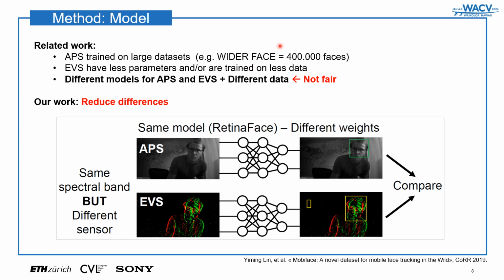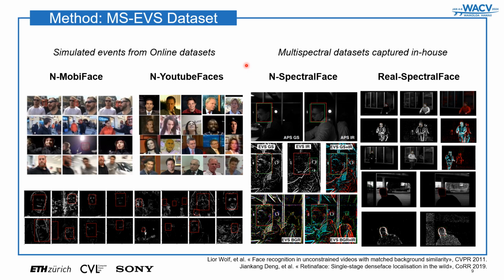In our work, we used RetinaFace, a state-of-the-art face detection neural network. For us, it was important that we use the same model and number of parameters to thoroughly compare APS and EVS performance on the different multispectral data. Actually, we tried to reduce as much as possible the differences between our APS and EVS experiments, so that the only difference is the sensor, so APS or EVS, and the input spectrum, so like color, grayscale, or infrared. However, there is no large-scale event-based dataset for face detection.